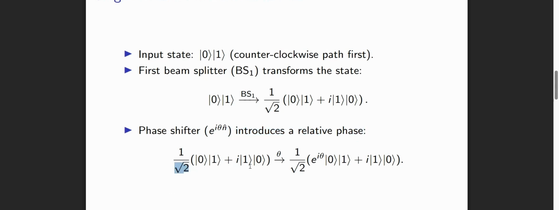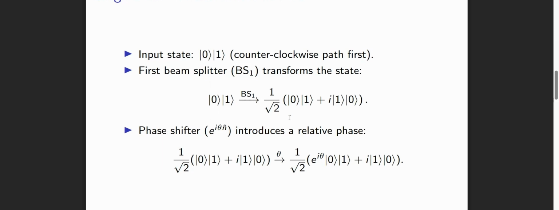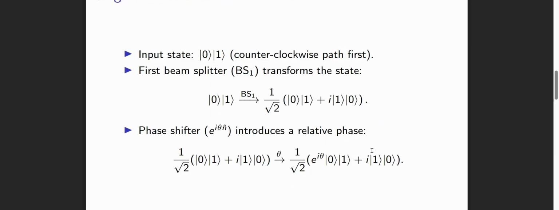So this state will be transformed as there will be additional phase in one of the beams, one of the paths, because this phase shifter is along one of the paths, the transmitted wave, and not the reflected wave. So this additional phase will be added to the first term, and nothing will be added to the second term. So the state after passing through this phase shifter will be 1 by square root 2 (e to the power i theta |0,1> + i|1,0>).